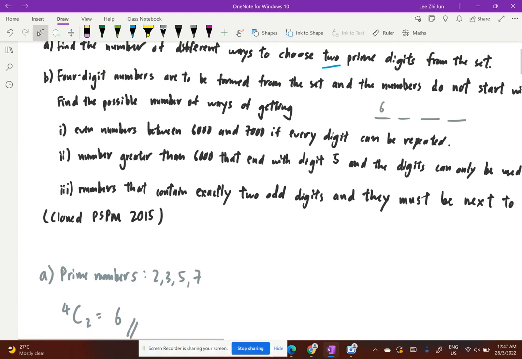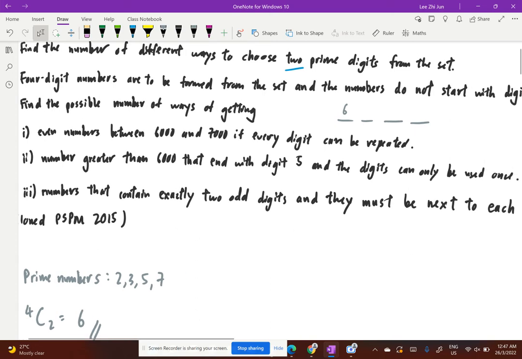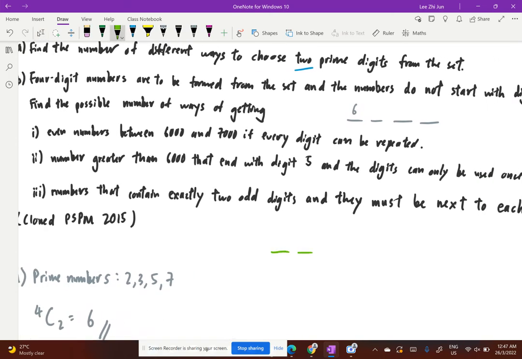Okay, so go to B2. Number greater than 6,000 that ends with digit 5 and the digit can be only used once. End with digit 5, so here can use 5 only, so there is one possibility, one choice. Here, greater than 6,000, so I can use 6, 7, 8, 9.